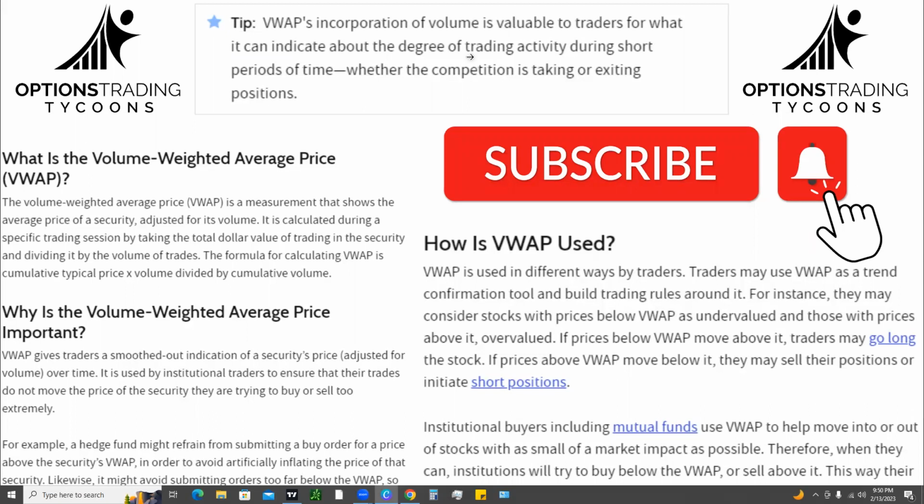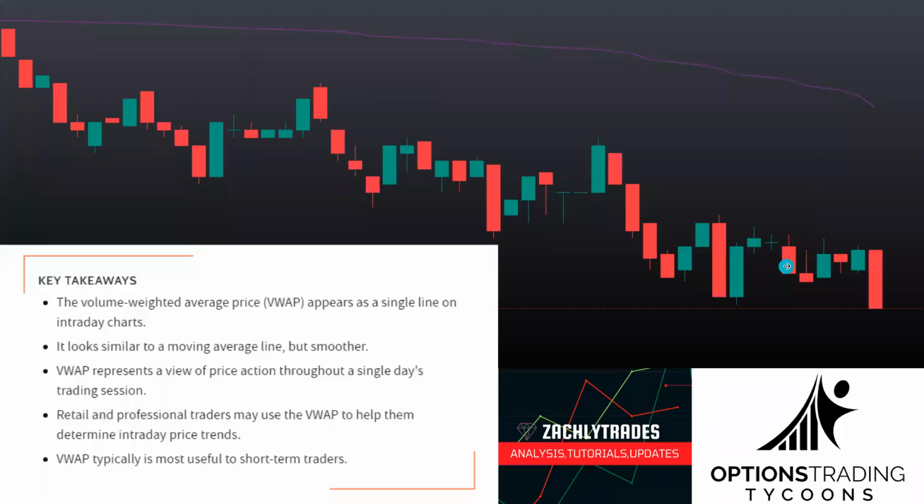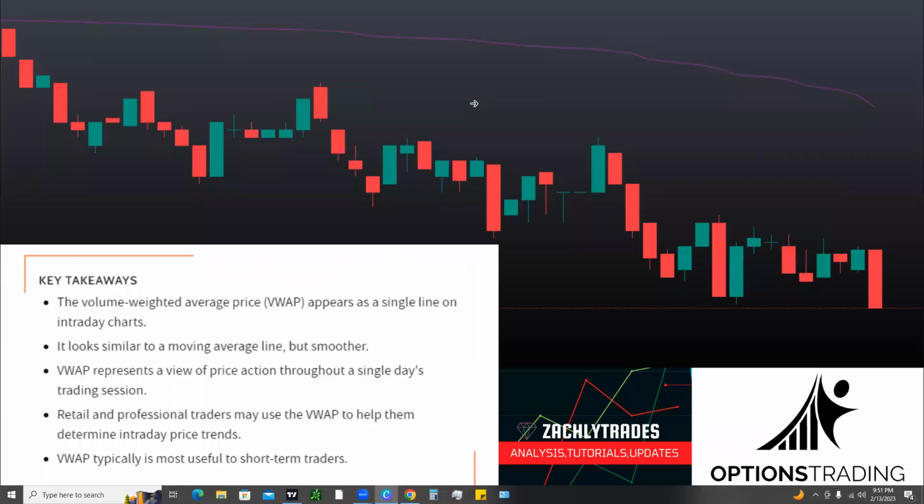Now, a tip: VWAP's incorporation of volume is valuable to traders for what it can indicate about the degree of trading activity during short periods of time, whether the competition is taking or exiting positions. And essentially, what that is, they're just talking about the time frames. So there's different time frames you can look at: 1 hour, 15 minute, 5 minute, 1 minute, daily chart, things like that.